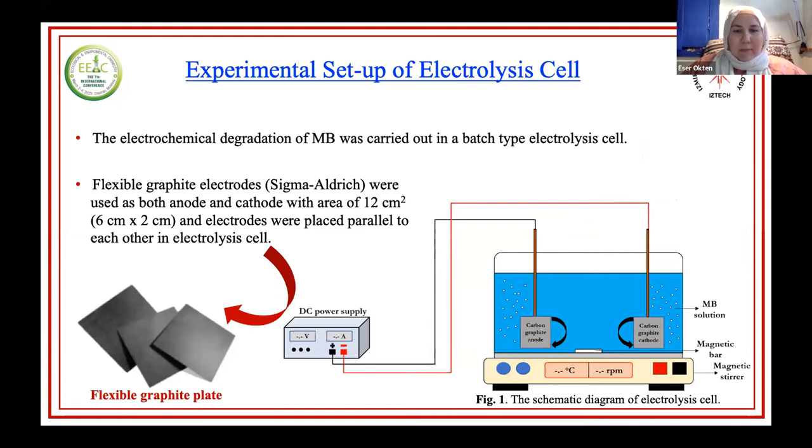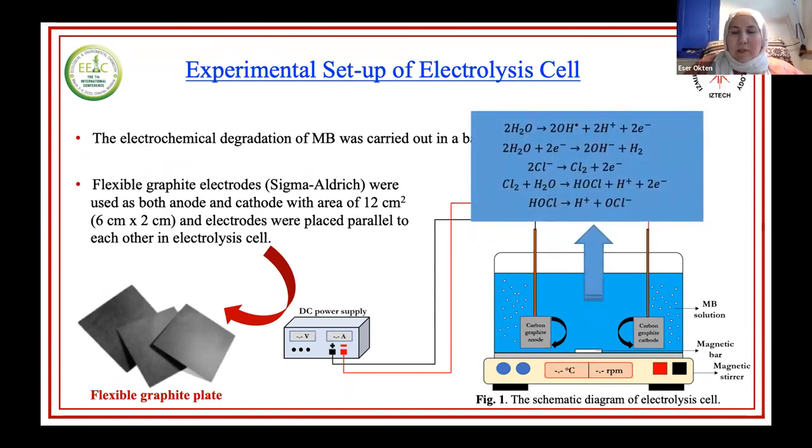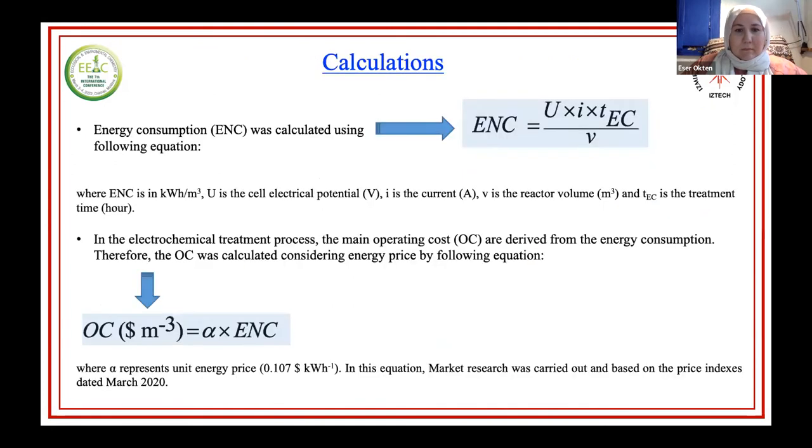So we had a batch type electrolysis cell. It had flexible graphite electrodes, as you can see in the picture, with anode and cathode areas of 12 square meters, and they were placed parallel to each other in the electrolysis cell. What we were expecting was that when we apply a certain potential, the water would be split and some energy would come out, and some radicals and redox reactions would occur in the cell.